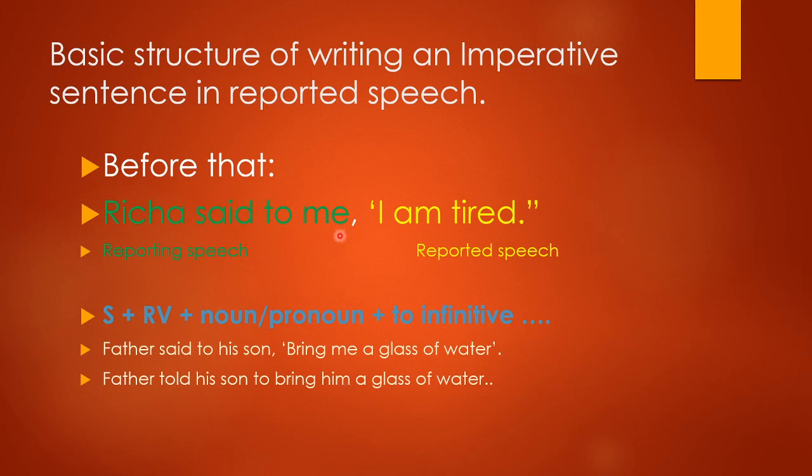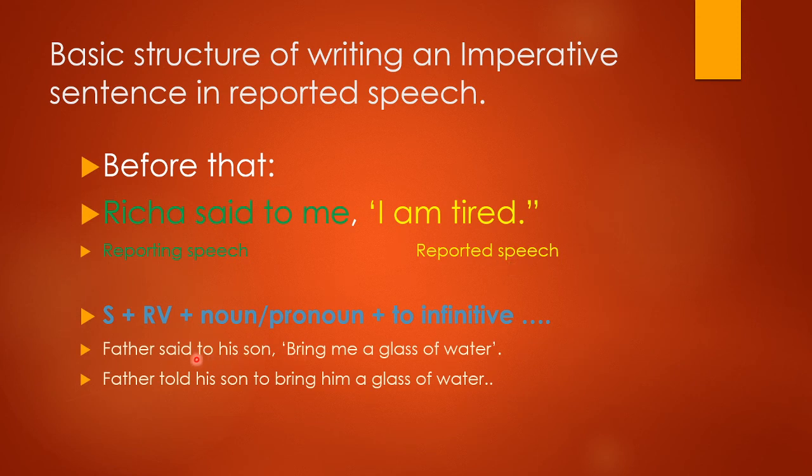So the basic structure of writing an imperative sentence in reported speech. Now before that, let's see this sentence. Richa said to me, "I am tired." Now in this sentence, the first part that you can see in green is called reporting speech, and the verb said in this reporting speech is called the reporting verb. The second part that you can see within the inverted commas, that is yellow, is called reported speech, and the verb in this is called the reported verb. The rules for change of pronouns and the rules for change of the verbs that I've discussed in the interrogative sentences video, you can go and check that video and refer to those rules.